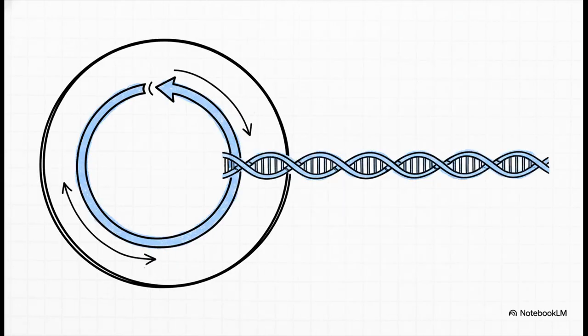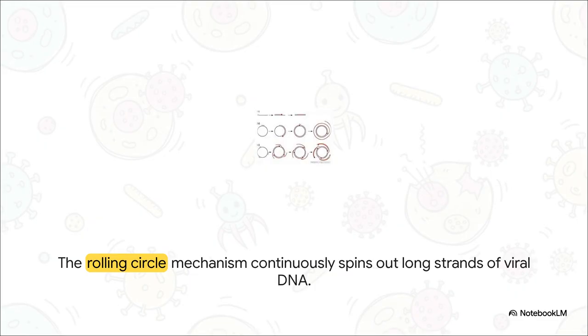Once it's inside the nucleus, it needs to make copies of that circular DNA, and it uses this incredibly clever and super efficient process to do it. It's called the rolling circle mechanism. You have to see how this works. It's amazing. Think of a roll of tape.